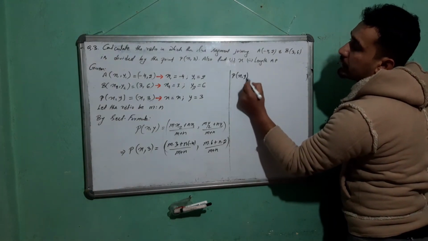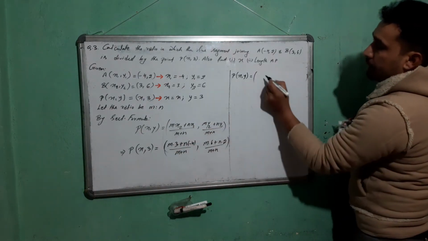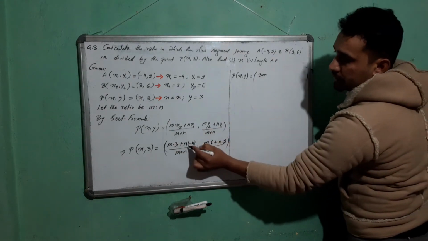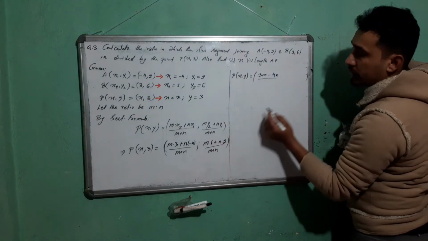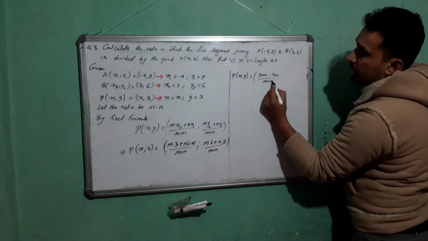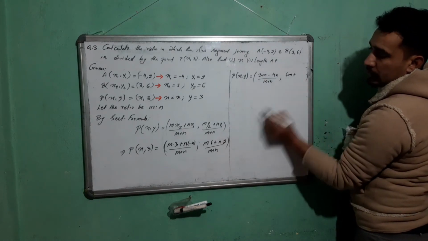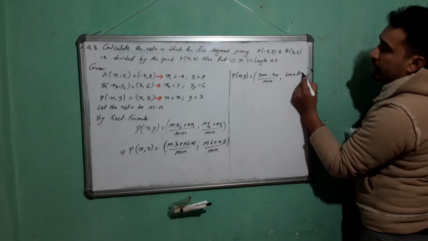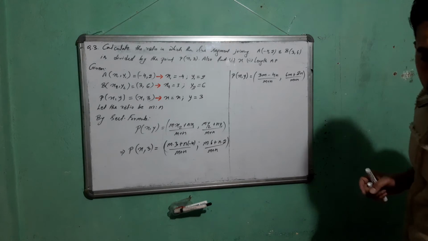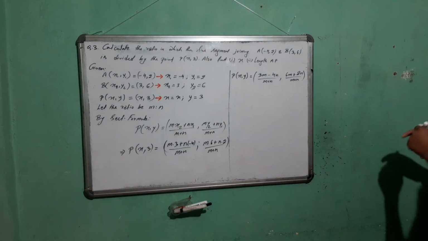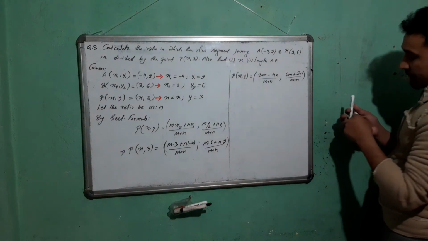P(x, y) equals 3 into m, 3m, plus into minus is minus 4n, n into 4 is 4n, divided by m plus n, comma 6 into m, 6m plus 2 into n, 2n, divided by m plus n. Now we have to compare. In order to calculate the ratio, we have to compare.